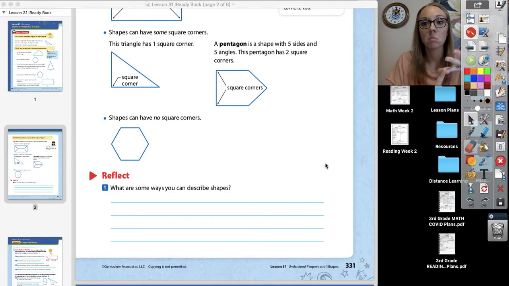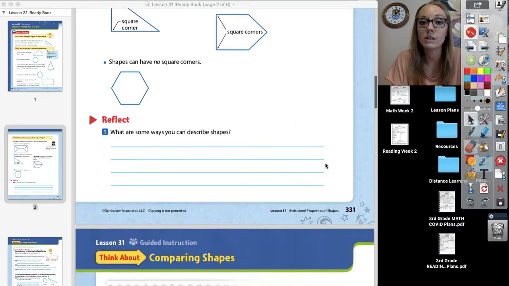Sides, does it have 5? Does it have 10? Does it have 3? If it only has two sides, it is not closed in. It will not match up. It needs to be a closed two-dimensional shape. So 3 or more sides constitute a shape, with the exception of a circle. 3 or more angles. And that is pretty much the gist of this lesson 31.